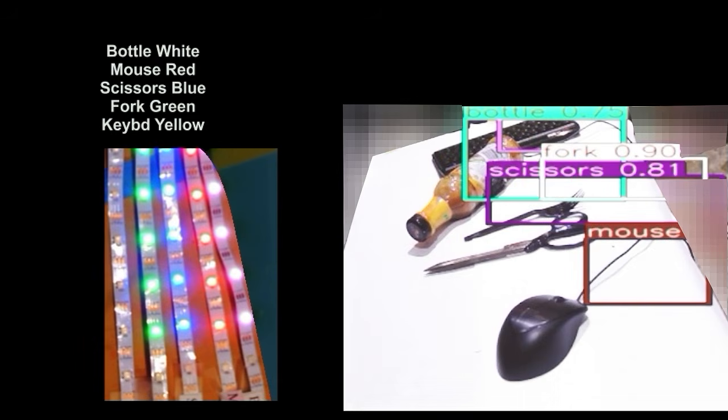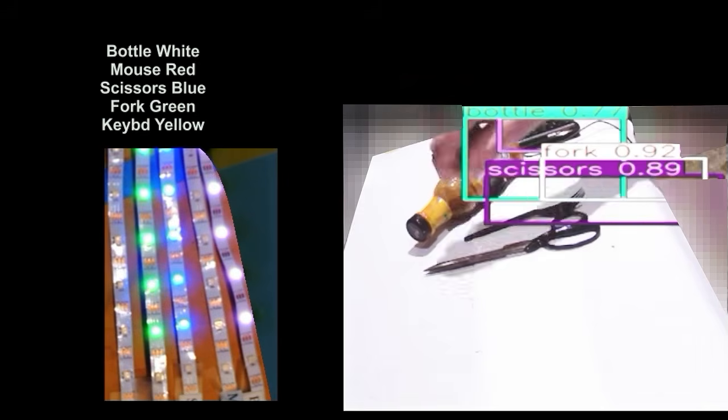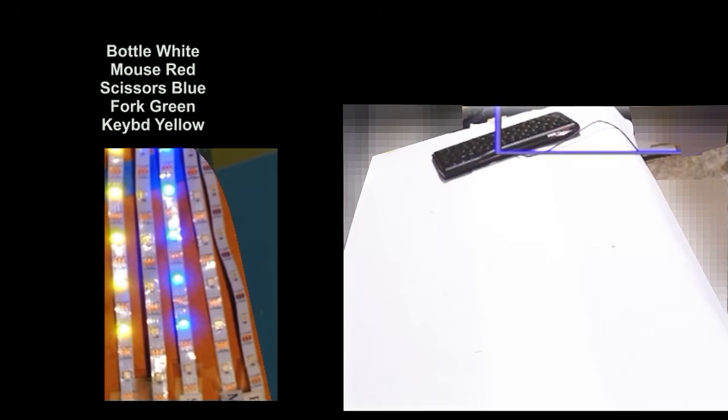Here is a recording of the live detection of 5 different objects as they are placed or removed from my camera's view. Notice that detection of an object turns the LED strip on, and removing the object turns it off.